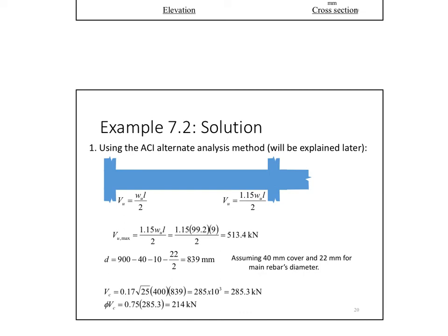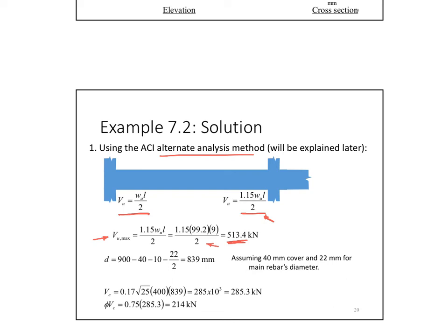The ultimate shear here, based off the alternate analysis method, at the beginning of the span will be wL over 2, and at the end of the span will be 1.15 wL over 2. And then this one dictates because it's higher, so we're going to use this one. This is what your alternate analysis method simply tells you. Then you multiply those numbers, divided by 2. That gives 513.4 kilonewtons.